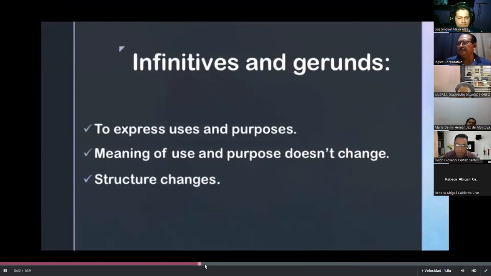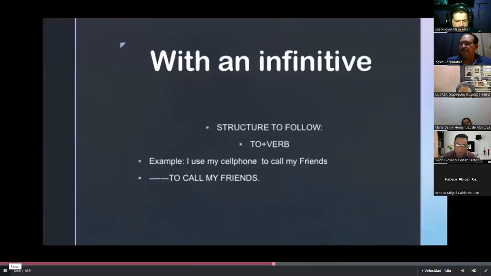As I said in our intro video, we will study infinitives and gerunds to express use and purposes. Keep in mind the meaning doesn't change. What changes is the structure. So let's go over the explanation on the difference between the two forms. With an infinitive, we must use "to."